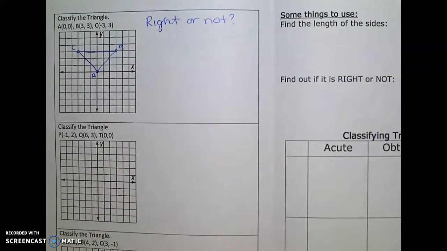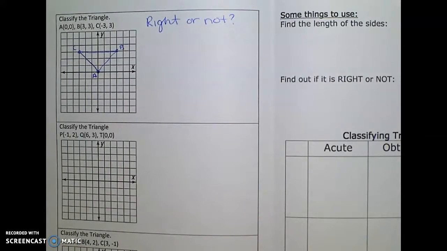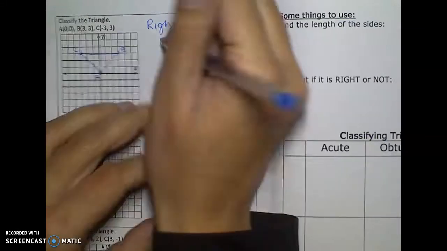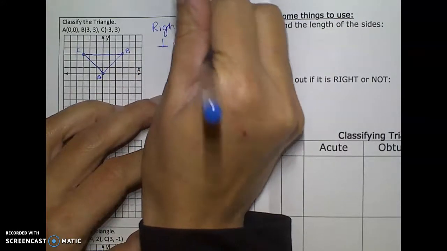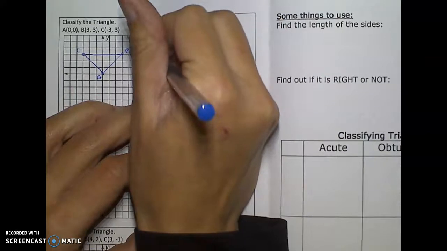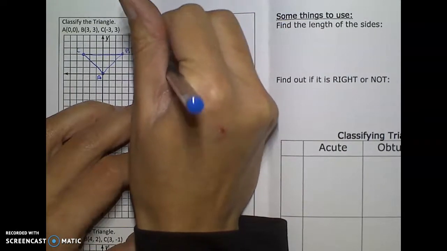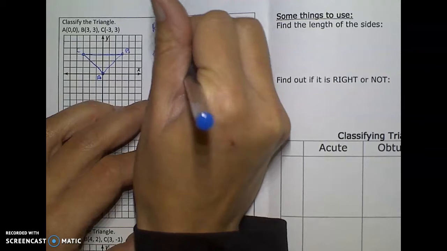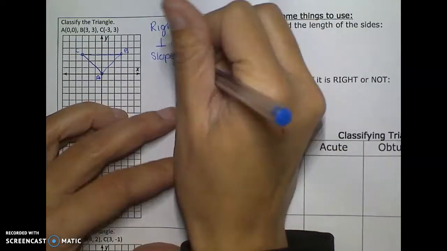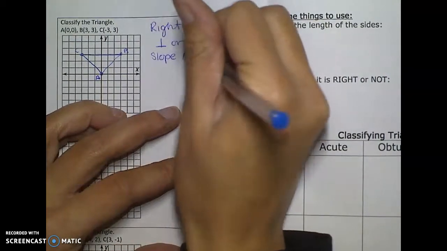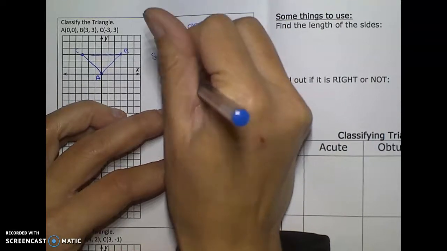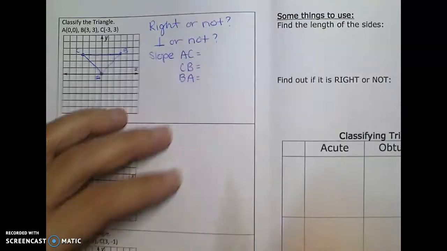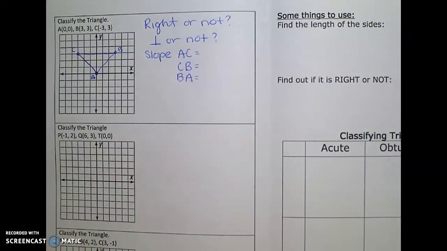And I might know that I'm a right angle or not if I am perpendicular or not, because I know that I'm perpendicular when I know the slope. So I'm going to find the slope of AC, CB, and BA, so I can tell if I'm right or not, or perpendicular or not.